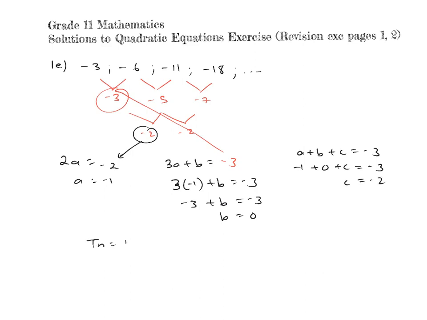So tn is equal to an squared plus bn plus c. So therefore it's minus n squared plus 0n.